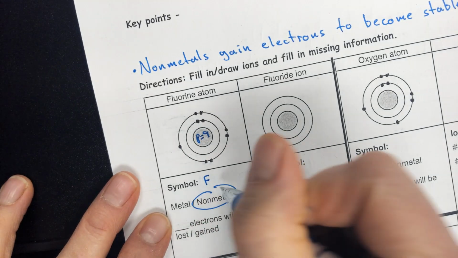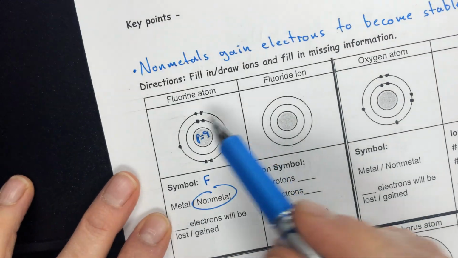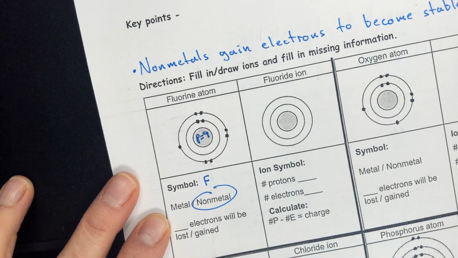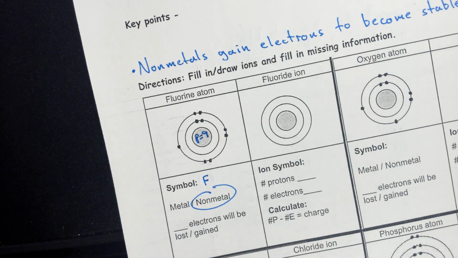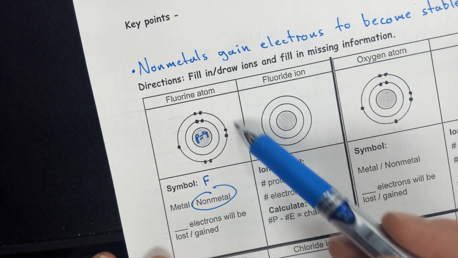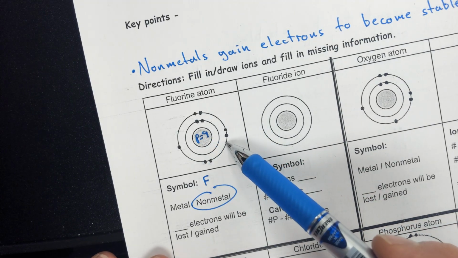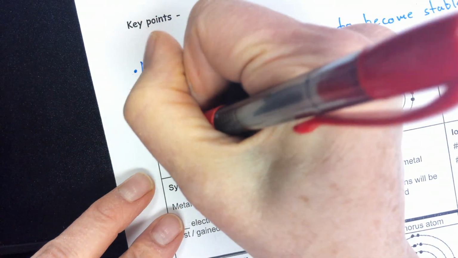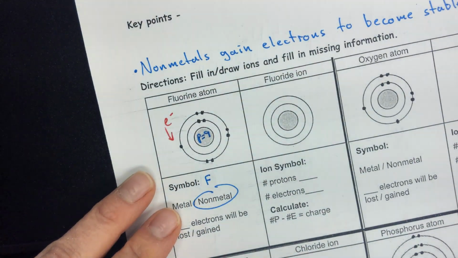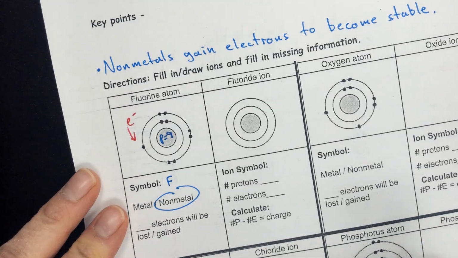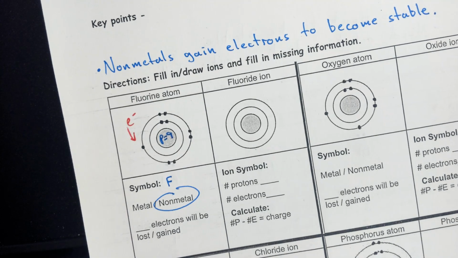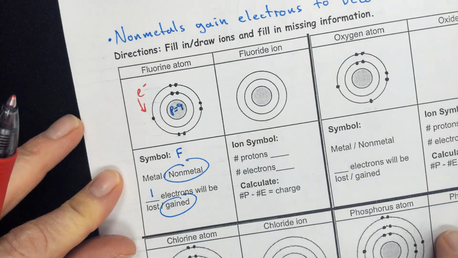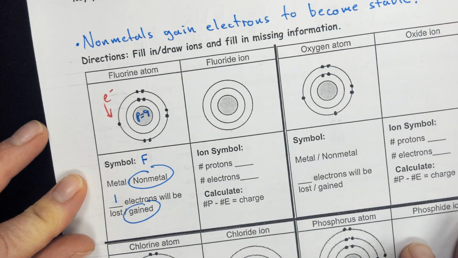In this case, we have a nonmetal, and I already have 1, 2, 3, 4, 5, 6, 7 electrons in the outer shell. So I'm going to add however many electrons I need to get to 8 electrons in the outer shell. In this case, that's just going to be 1 more electron. So we're going to put 1 more electron in there. I'm just showing what's happening right there. And so here this will be a 1, and we are gaining in this case because we have a non-metal atom.